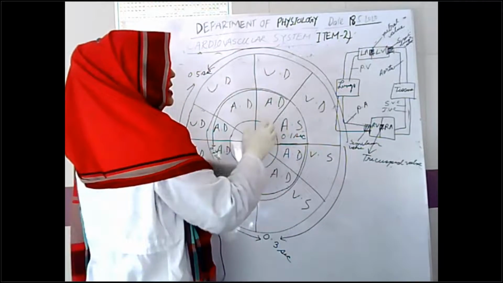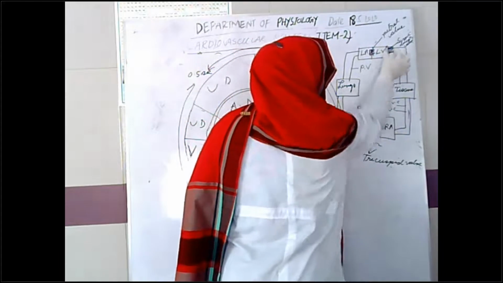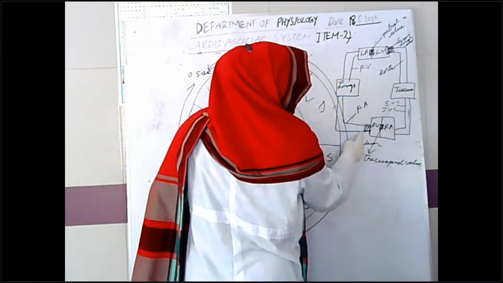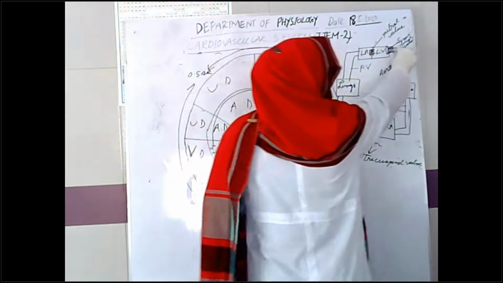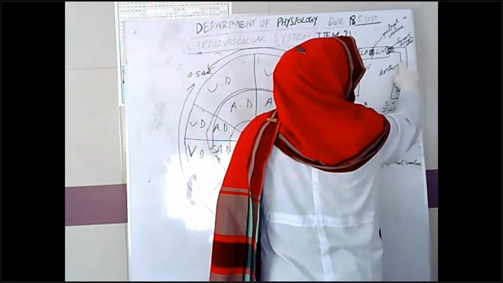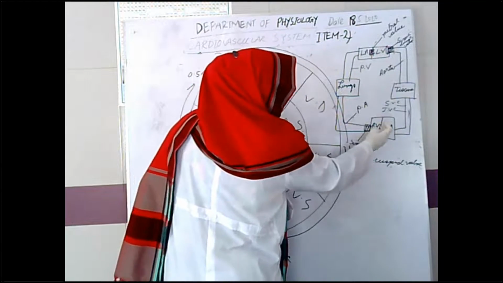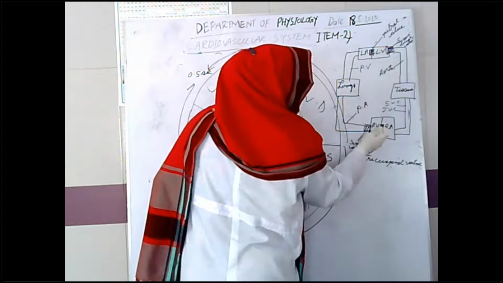Now, the semilunar valve is open. Opening of the semilunar valve occurs whenever the pressure of the right ventricle exceeds the pressure of the pulmonary artery, that is 10 millimeter of mercury, and the pressure of the left ventricle exceeds the pressure in the aorta, that is 80 millimeter of mercury. At that time the semilunar valve opens. So the AV valve is closed, and now the semilunar valve is open.